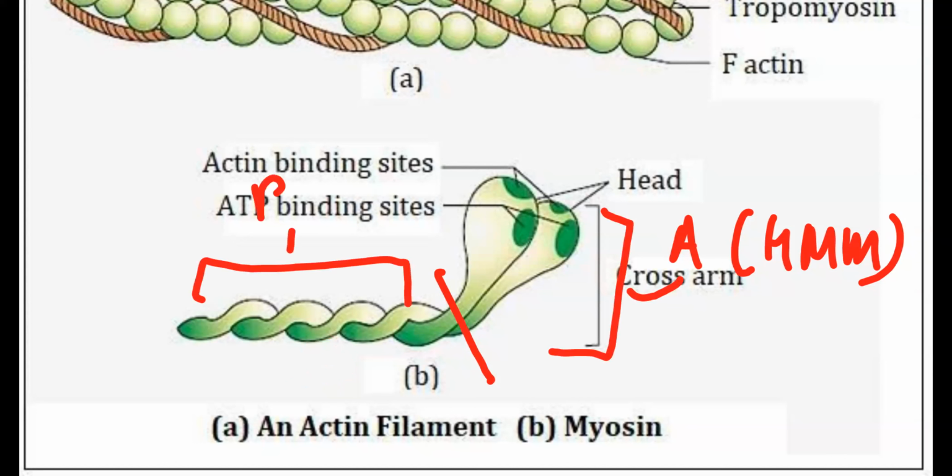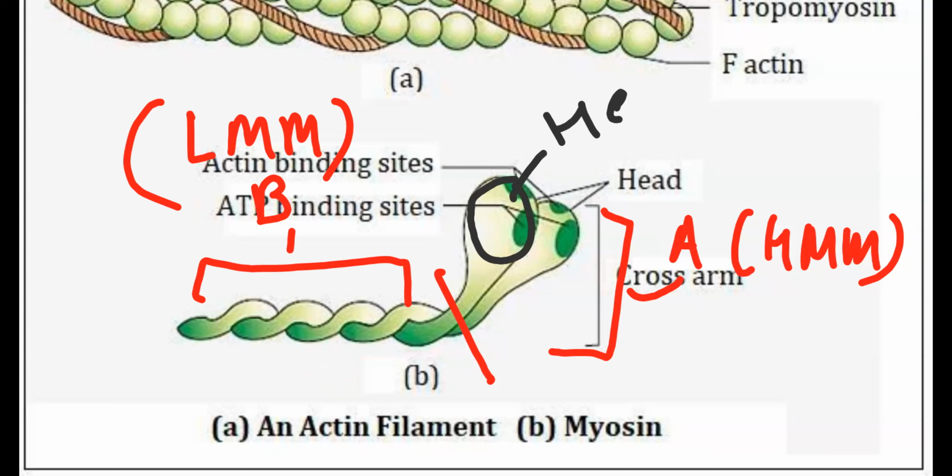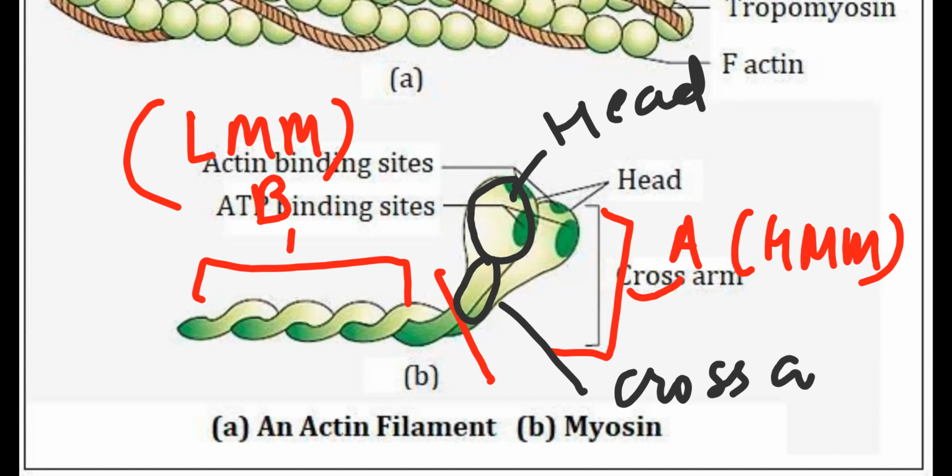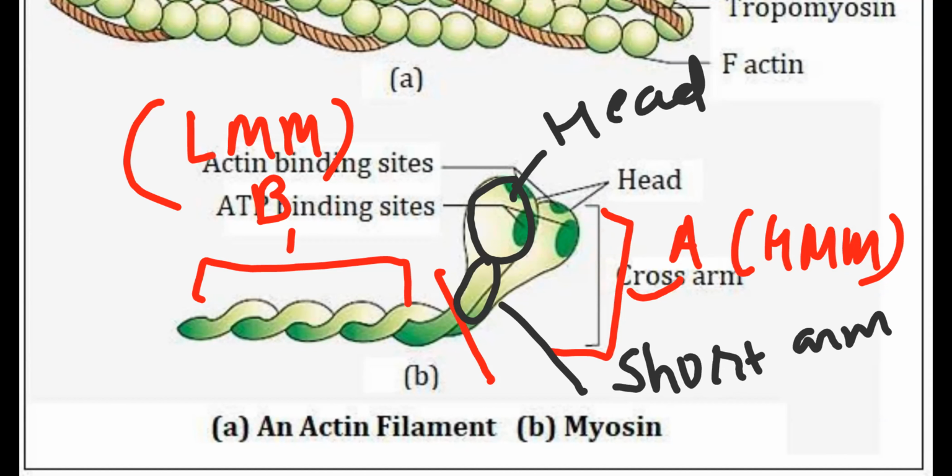अच्छा, ये जो होता है सेकेंड पार्ट, उसको कहते हैं LMM. LMM stands for what? Light meromyosin. इसको HMM कहेंगे, इसको LMM कहेंगे. अच्छा, इसमें इतना पोर्शन है, उसको हेड कहते हैं. बाकी का जो पोर्शन है उसको शॉर्ट आर्म कहेंगे. और इसको नॉर्मली टेल कहते हैं. गॉट इट? और ये हेड और शॉर्ट आर्म को मिलके क्रॉस आर्म भी कह सकते हैं.